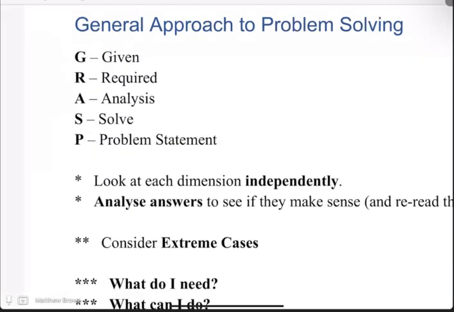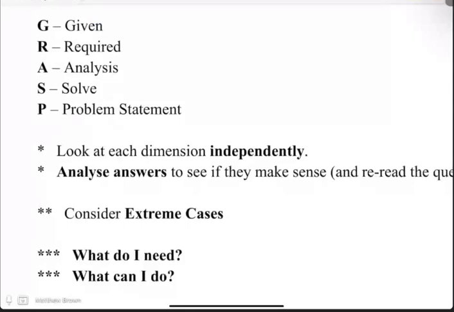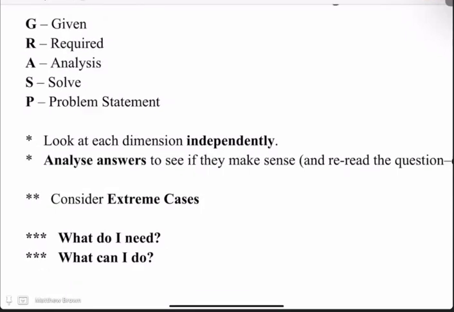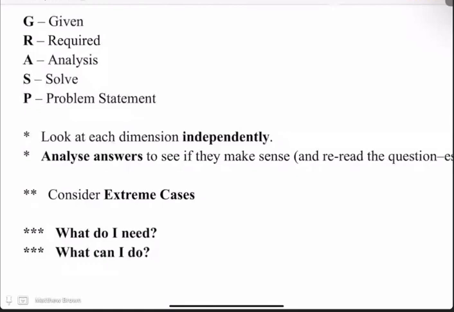And some things that have already come up, and I feel like they're really, really key to solving physics problems, is look at each dimension independently. All right, we saw last time, if you're given an acceleration, you can break that into its x and y components, and you can analyze each dimension by itself. And this second one was a little bit what I just mentioned, right? Analyze your answer to see if it makes sense, and then reread the question.